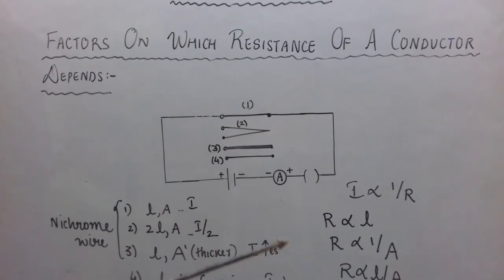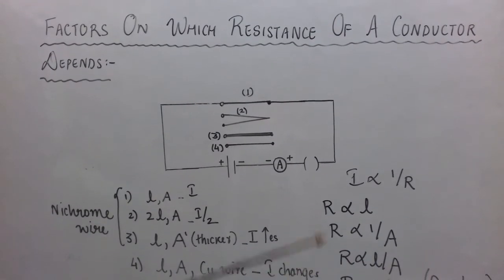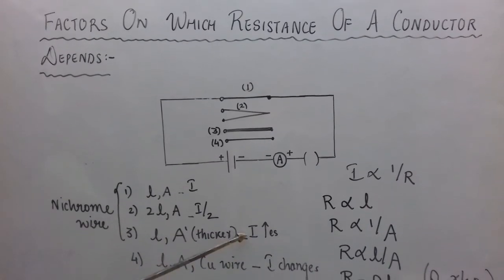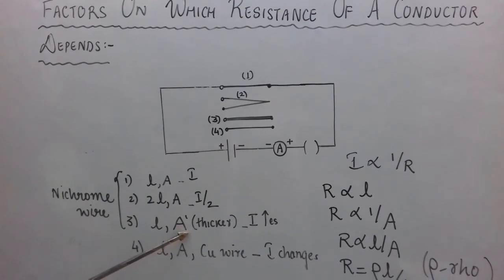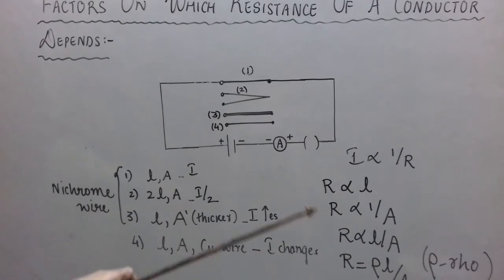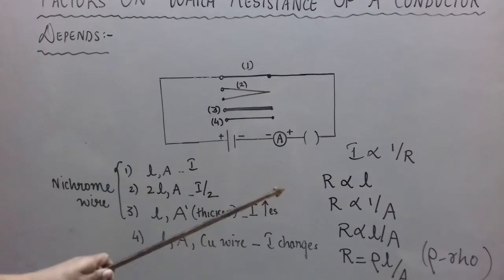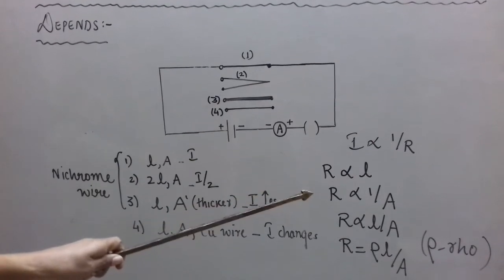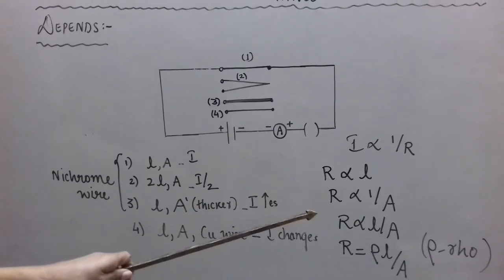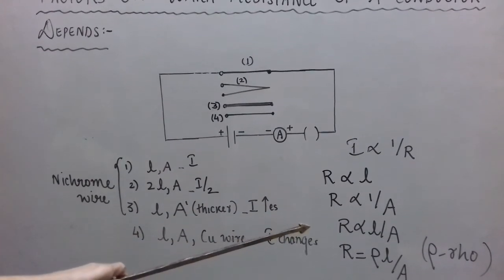Second, resistance of a conductor is inversely proportional to the cross-sectional area of the conductor. So when the cross-sectional area increases, resistance will decrease and current will increase. In fact, if we use a wire with double thickness, if the cross-sectional area is doubled, resistance will become half and the current will be doubled. So when we combine the two relations, that resistance is directly proportional to L and inversely proportional to the cross-sectional area of the conductor, we can write R is proportional to L by A.